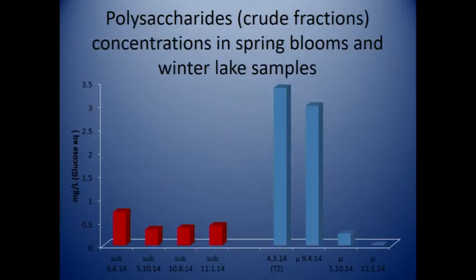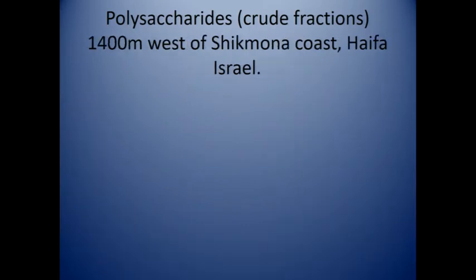Again, sublayer and microlayer. You can see that there is a great elevation in the concentration of polysaccharides in the springtime, whereas you could not detect it in the sublayer. So there are two origins of polysaccharides that are well known: the Jordan River, and algal blooms. Okay, from now on, all the slides deal with approximately 1,000 kilometers, 400 meters, off coast Shikmona, and up to Bat Galim.